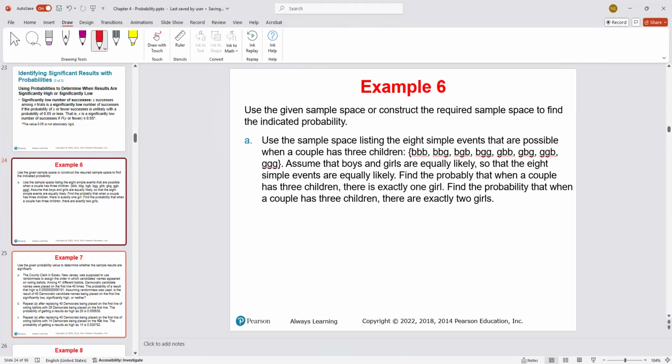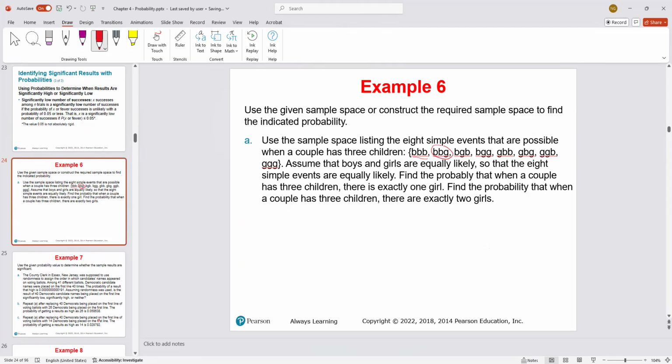We use the sample space listing the 8 simple events that are possible when a couple has 3 children. I list them here for you. You have 3 boys; 2 boys, 1 girl; 1 boy, 1 girl, 1 boy; 1 boy, 2 girls; 1 girl, 2 boys; 1 girl, 1 boy, 1 girl; 2 girls, 1 boy; or 3 girls.